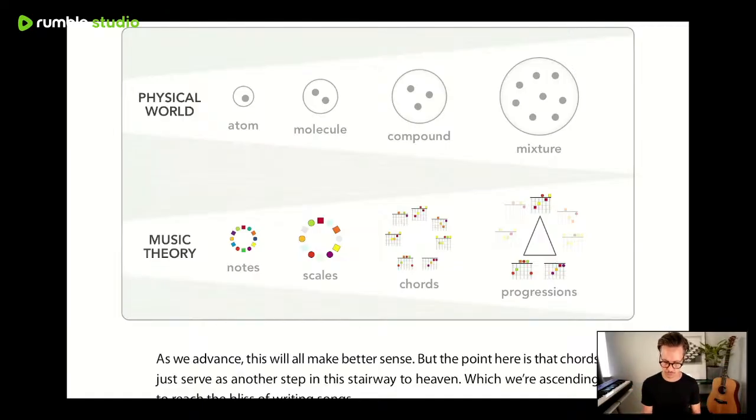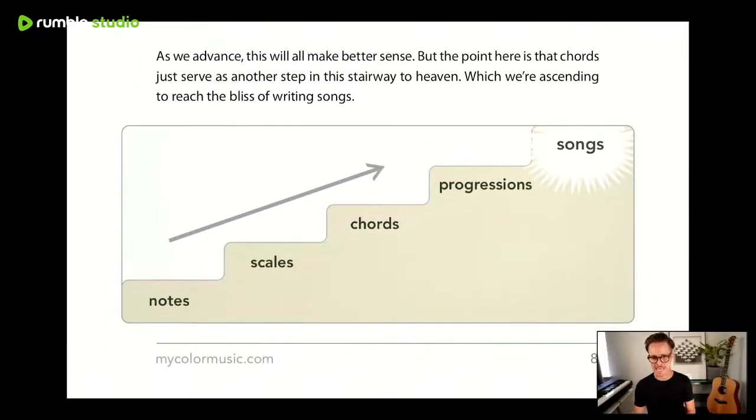So just as in the physical world, you gradually grow in complexity from the most atomic level, literally atoms in the physical world, to more complex combinations of things. Music theory works in the same way in that we start with notes at the atomic level, which we've dissected at length in part 1, lessons 1 through 4, and then we've advanced through scales, chords, and now we're getting into progressions, which are more complex but not complicated patterns. As we advance, this will all make better sense, but the point here is that chords just serve as another step in this stairway to heaven, which we're ascending to reach the bliss of writing songs.